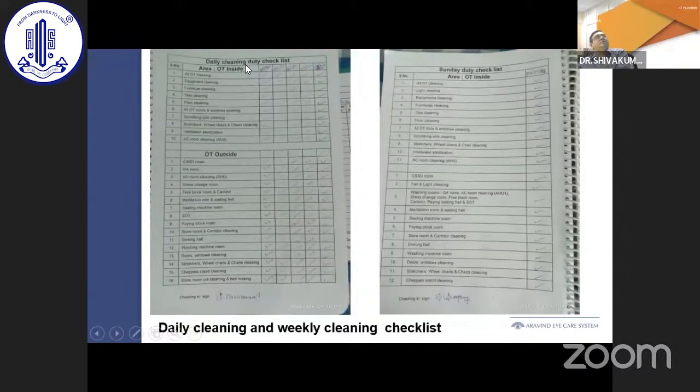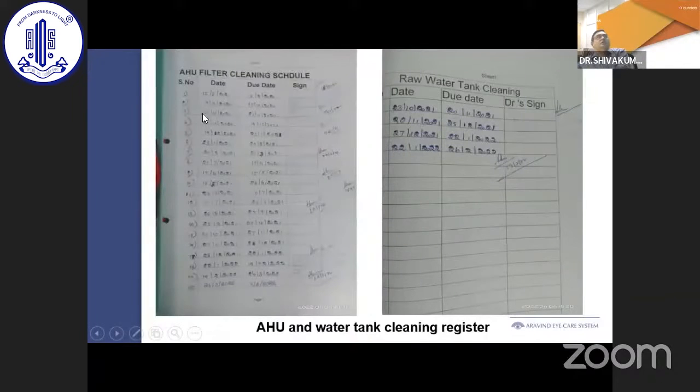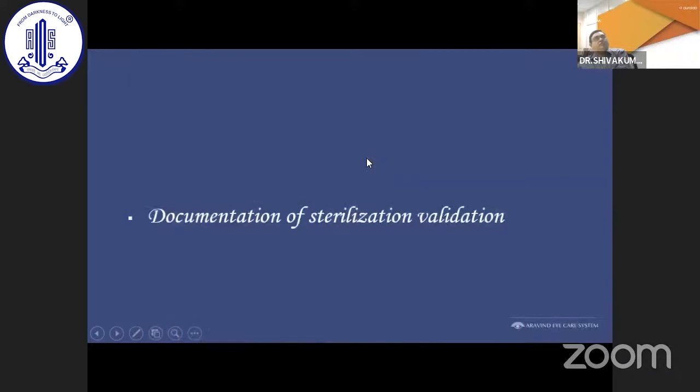Now, this is a checklist for all the OTs and the surrounding areas and the areas outside the OT. This checklist helps in avoiding the missing out of any of the fixtures or areas. And this is for 5 days of the week, and another checklist for the Sunday with additional areas like the AC room and the dress changing room and other rooms. So these checklists help to make the cleaning thorough, and it is countersigned by the supervisor. This is the AHU filter cleaning schedule and the raw water tank cleaning schedule, which is done once a month and countersigned by the infection control in charge.